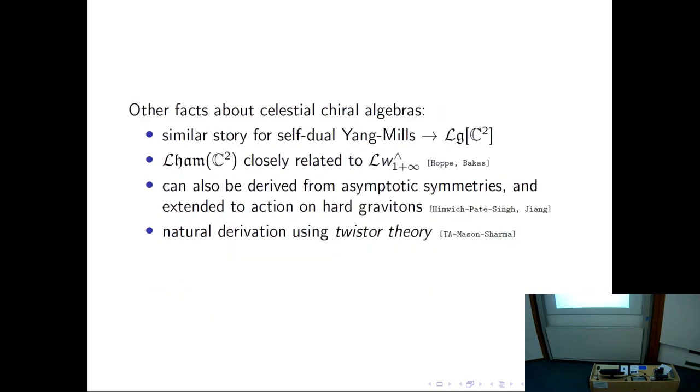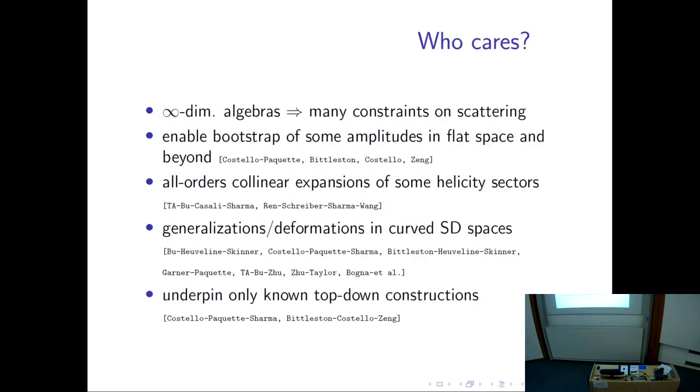So, okay, this all sounds like a great story, but one should always ask, why do we care about this? One reason is, at least naively, you have these infinite dimensional algebras, and the generators of the algebra carry some action on hard degrees of freedom in your scattering problem. So these algebras can give you many constraints on scattering amplitudes, particularly in special helicity sectors. And that has enabled the bootstrap of some amplitudes, using only the structure of these 2-dimensional chiral algebras in both flat and curved spacetime, that weren't known before.